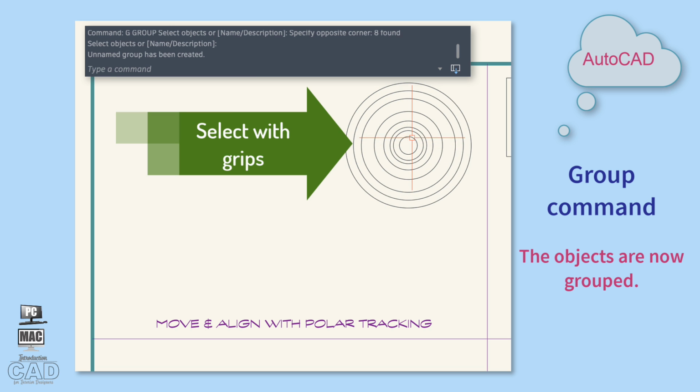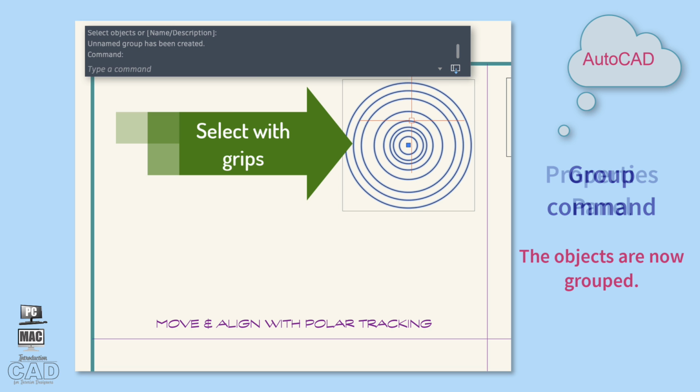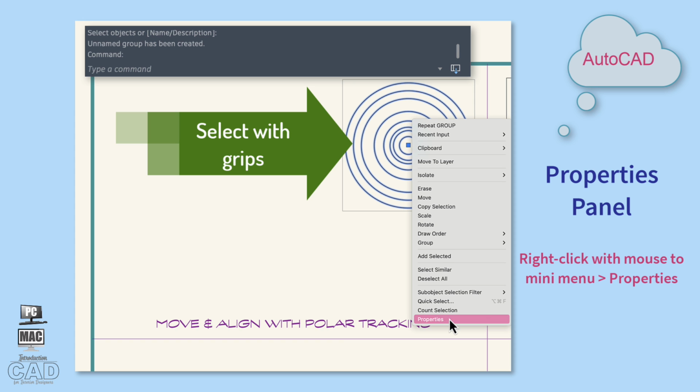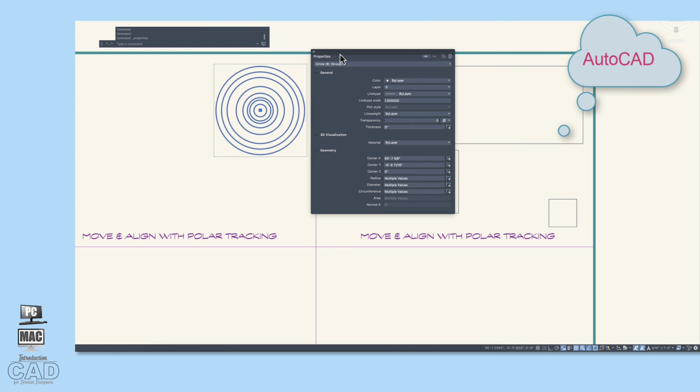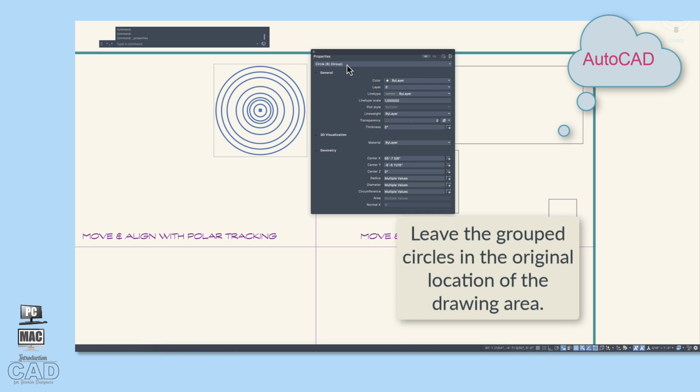command. Using grips, pick on the set of grouped objects. Right-click with your mouse to see a mini menu of options. Choose Properties. Explore how the circles are now defined as a group. Leave the circles in the original location in this part of the drawing.